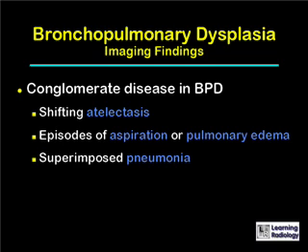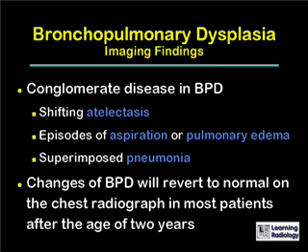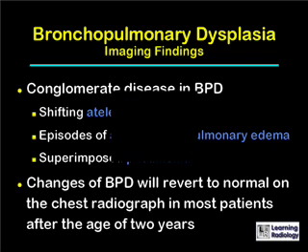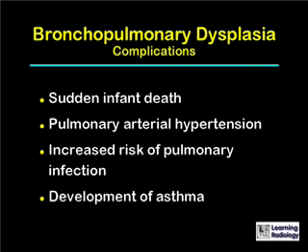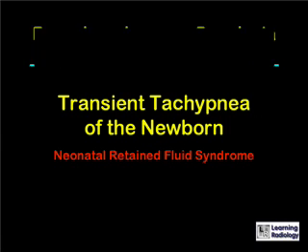Imaging findings in bronchopulmonary dysplasia can also include conglomerate disease. This can represent atelectasis, episodes of aspiration or pulmonary edema, or superimposed pneumonia. The changes of bronchopulmonary dysplasia will usually revert to normal on chest radiographs in most patients after the age of 2 years. Complications include sudden infant death, pulmonary arterial hypertension, an increased risk of pulmonary infection, and development of asthma.